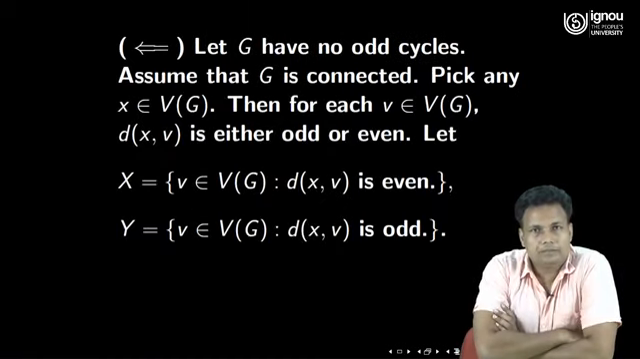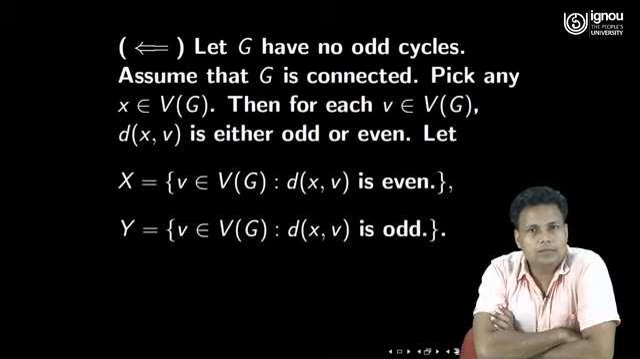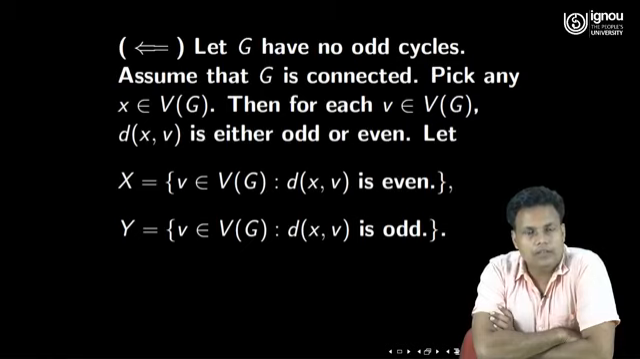So let's assume that G has no odd cycles, and we shall show that G is bipartite. Without loss of generality, we can assume that G is connected, because we have just seen that if any two graphs are bipartite, then their union is bipartite as well. So if a graph is disconnected and it is bipartite, then each of its components must be bipartite. So we can assume that G is connected.